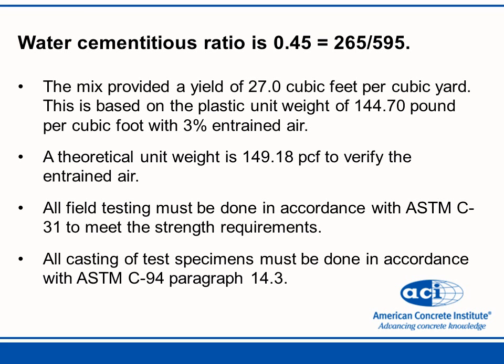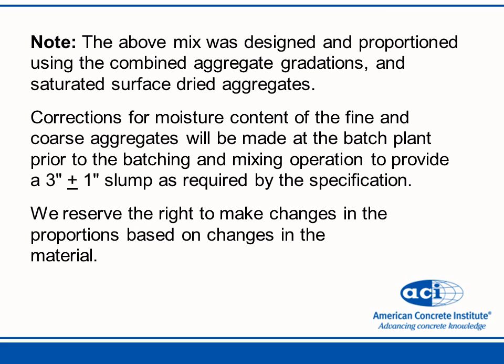Also, I would specify that all test specimens had to be done in accordance with C94, paragraph 14.3. And I put a note in there that the mix was proportioned using combined aggregate, saturated surface dry aggregates, and that the corrections for moisture content in the fine and coarse would be made at the batch plant, so that we were at a 3 to 4 inch slump. And we reserved the right to make changes in the proportions based on any changes in the material.